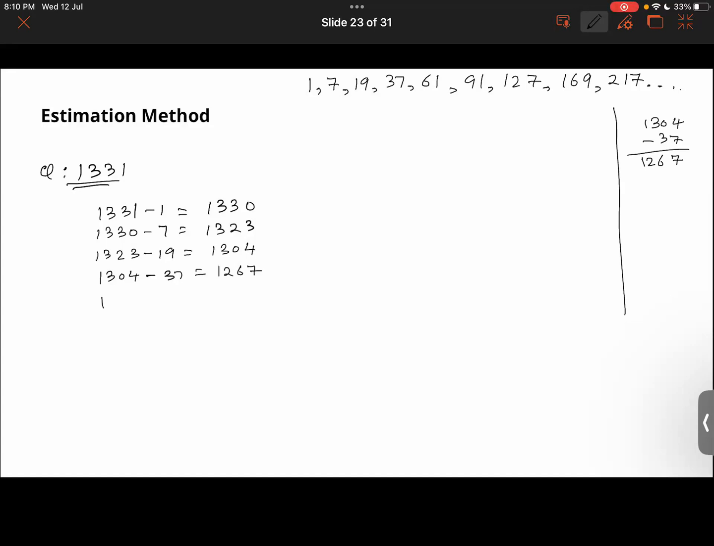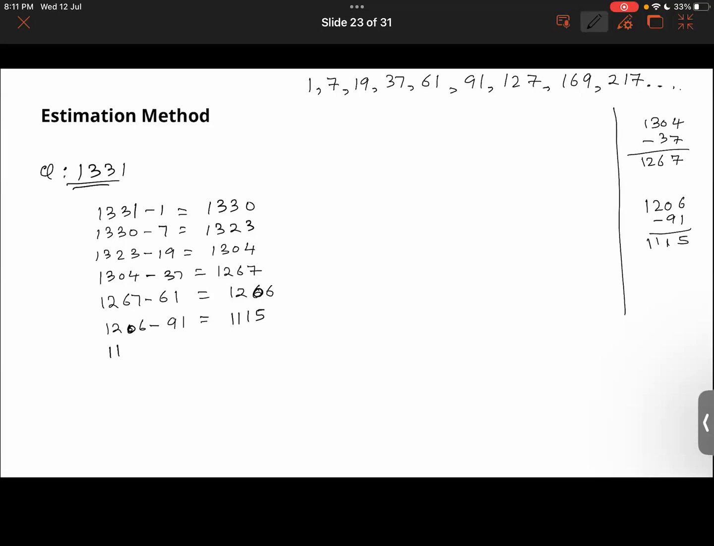Then 1267 minus 61. That gives you how much? 1206 actually. Right. Then 1206 minus 91. That gives you how much? 1115. Good.